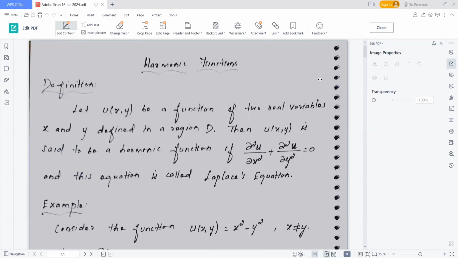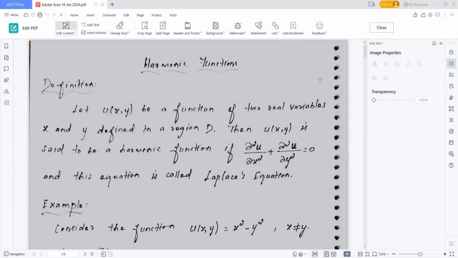Harmonic functions. We say that a function is harmonic if ∂²u/∂x² plus ∂²u/∂y² is equal to 0. So whatever function we are taking, if the double derivative of that function with respect to x as well as with respect to y sums to 0, then the function is called a harmonic function.